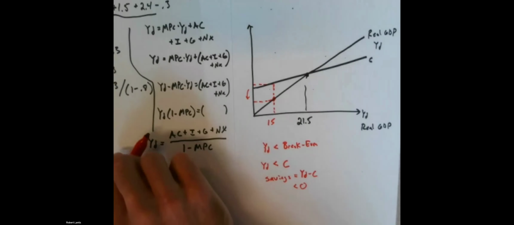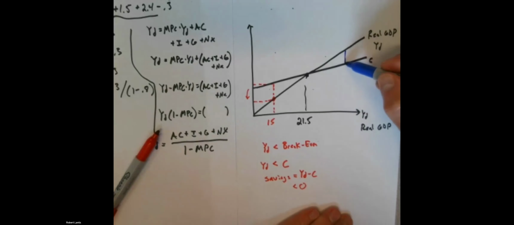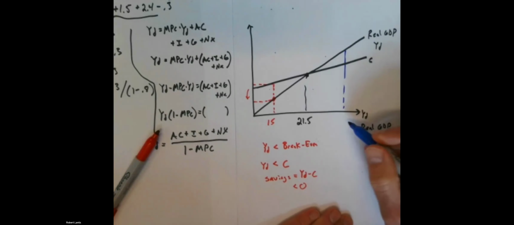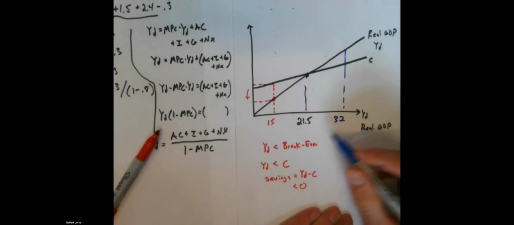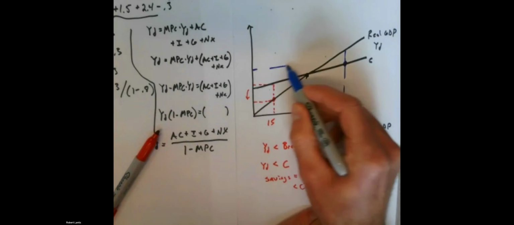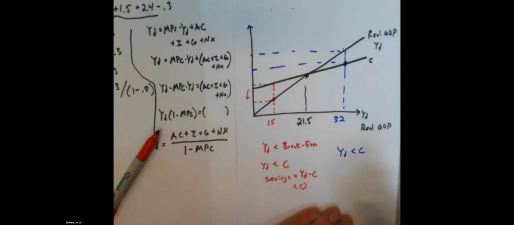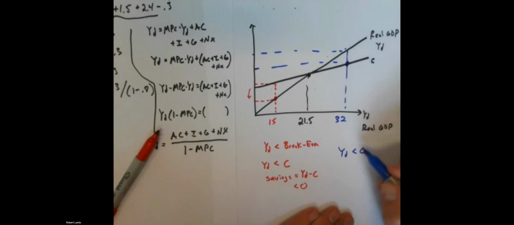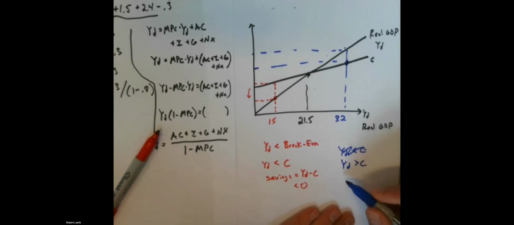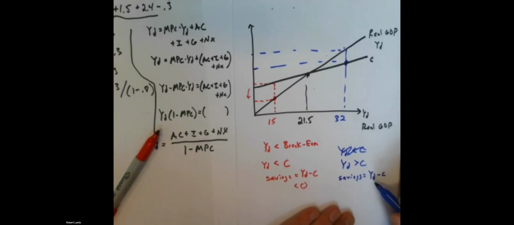And if I gave you a second scenario where the current level of disposable income is not 21.5 but 32, the actual level of consumption is less than the disposable income. My disposable income is greater than consumption, in which case my savings, which is my disposable income minus consumption, is larger, so savings will be positive, and I have a positive amount of savings in my economy.